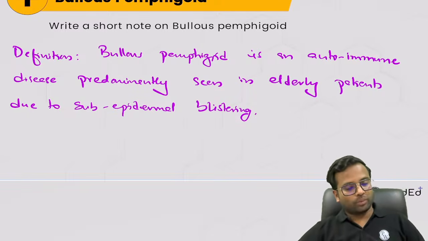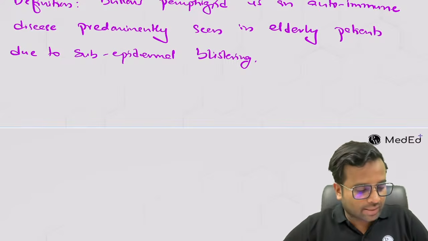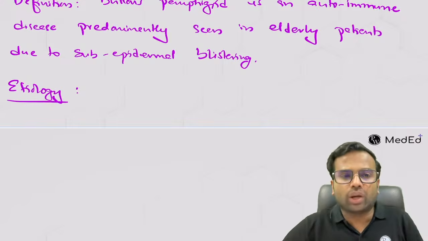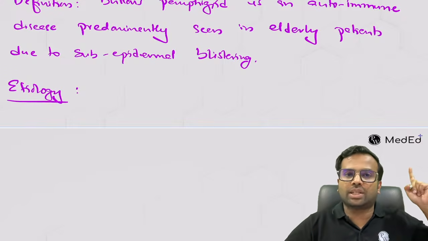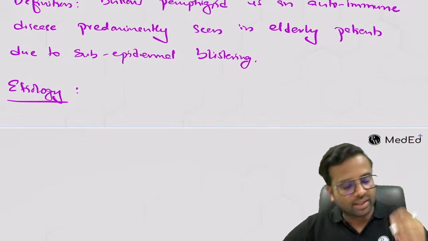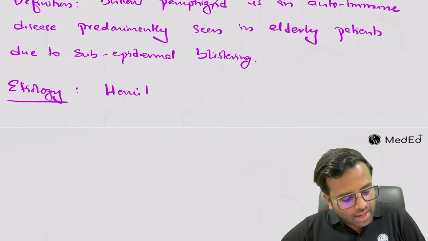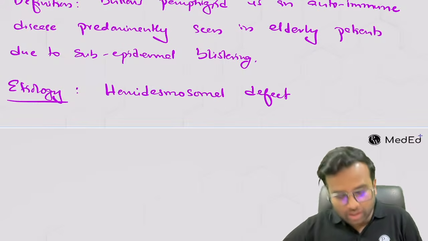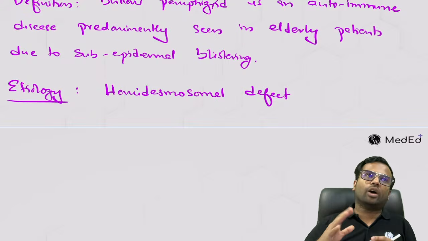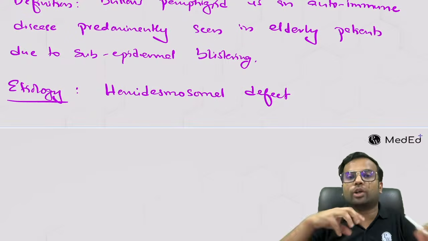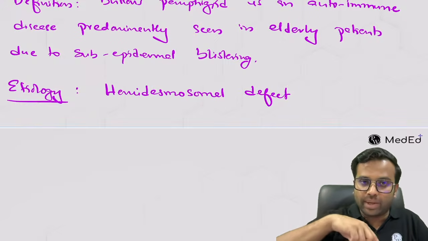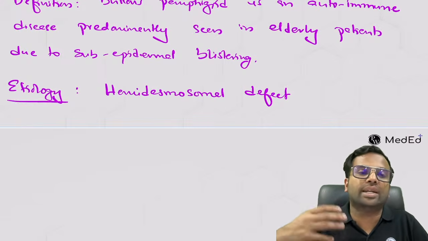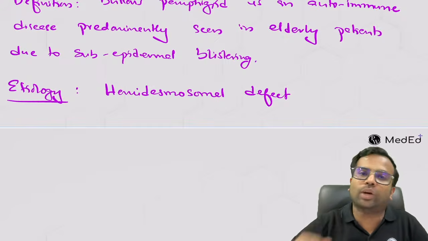So now let us write down what are the features. First one is the etiology. यहाँ पे the etiology is, in Pemphigus vulgaris what was the etiology? Desmosomal defect, right? यहाँ पे it is hemidesmosomal defect. See, these hemidesmosomes also act like a gum or a glue which will attach the basal keratinocyte to the basement membrane zone. So when there is a defect of hemidesmosome, it can lead to bullous pemphigoid.